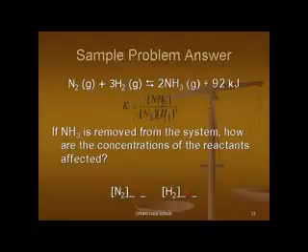Okay, welcome back. Let's check your answer. If ammonia, NH3, is removed from the system, how are the concentrations of the reactants affected? Well, the equilibrium will shift to the side of the removal, meaning it's going to shift right, and more product will be formed. So nitrogen and hydrogen will both decrease as more ammonia is formed to replace the ammonia that's being removed. So hopefully you did well on that. We have another problem for you to try, and here it is.